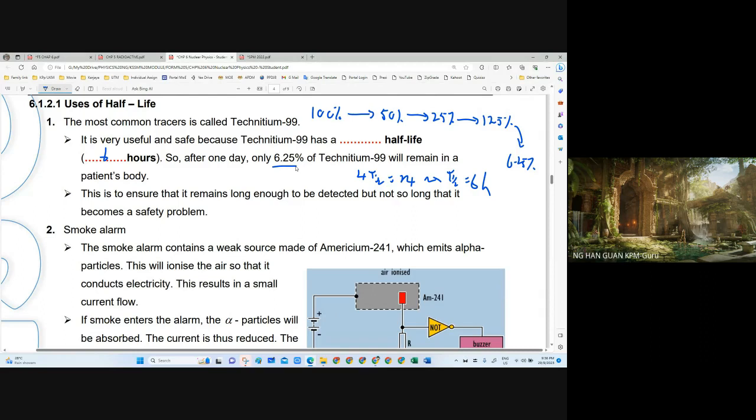But if after the scan you notice that one kidney shows that the radioactive tracer we injected is still giving a high reading, it means that the kidney is not functioning. So this is one of the ways they detect problems using a tracer.